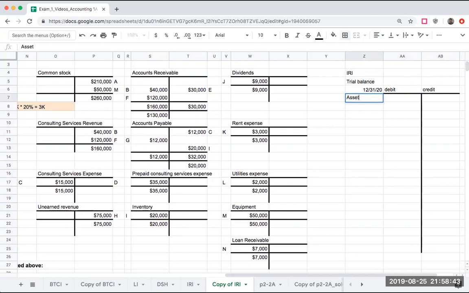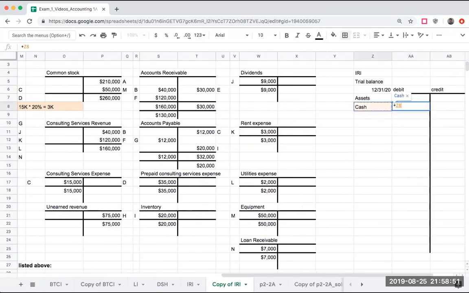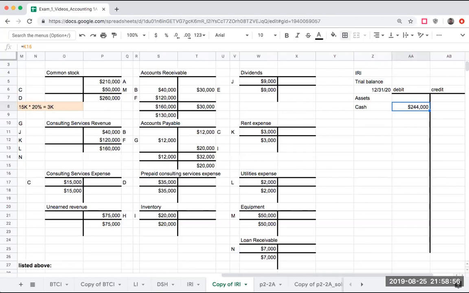So here with my assets, I'm going to go ahead and start over here with my cash. So I've got cash here. My cash had a debit balance here of 244,000. My next asset account is going to be accounts receivable. That had a debit balance of 130,000. My next asset account is going to be prepaid consulting services expense. That had a debit balance of 35. Inventory, that had a debit balance of 20,000.